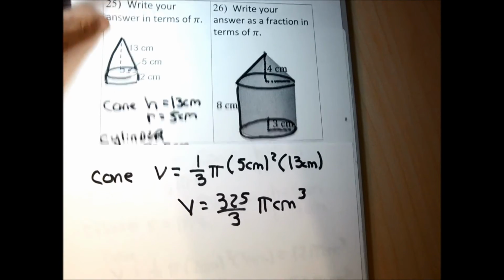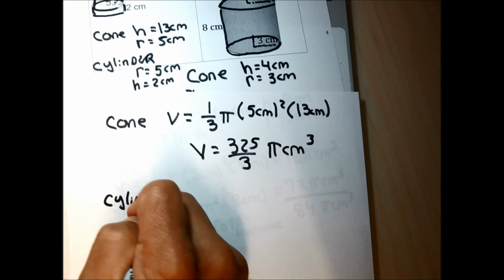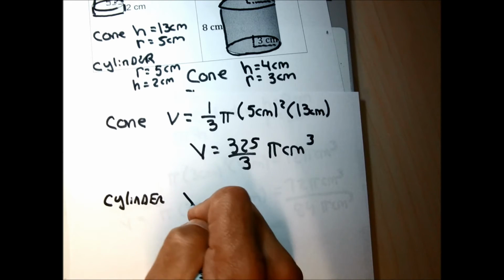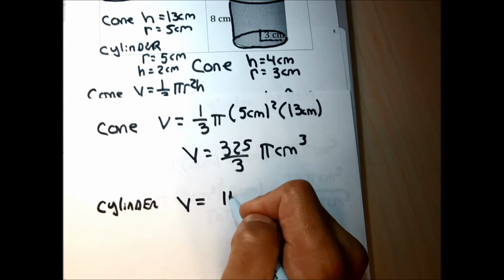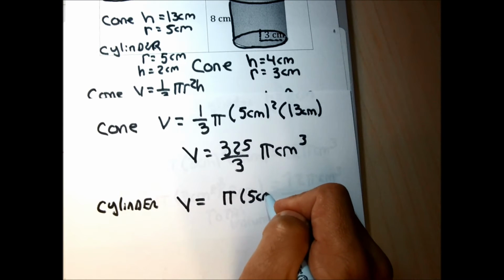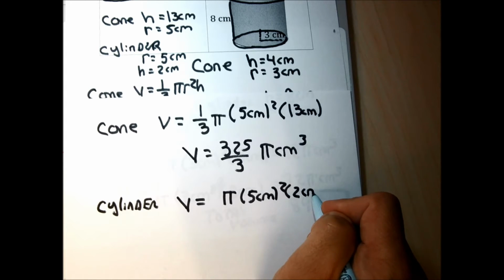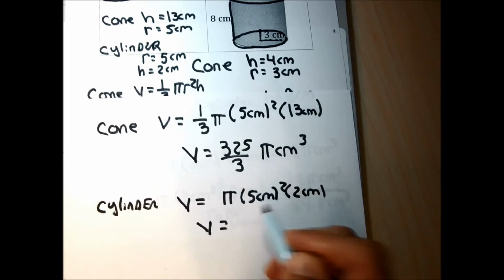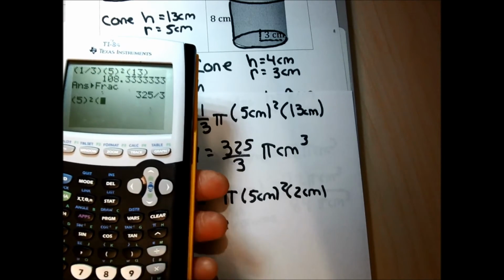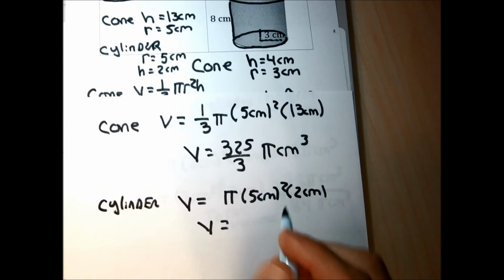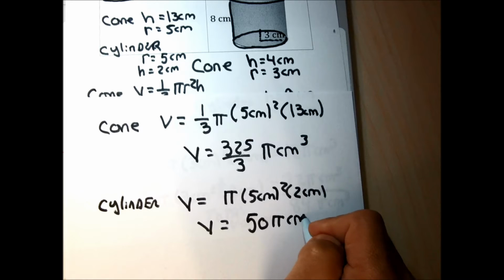And now I'm going to do the cylinder on the bottom. The volume is going to be pi r squared h, so it's going to be pi times 5 centimeters squared times the height of 2 centimeters. And that's going to be 5 squared times 2, which is 50. So it's going to be 50 pi centimeters cubed.